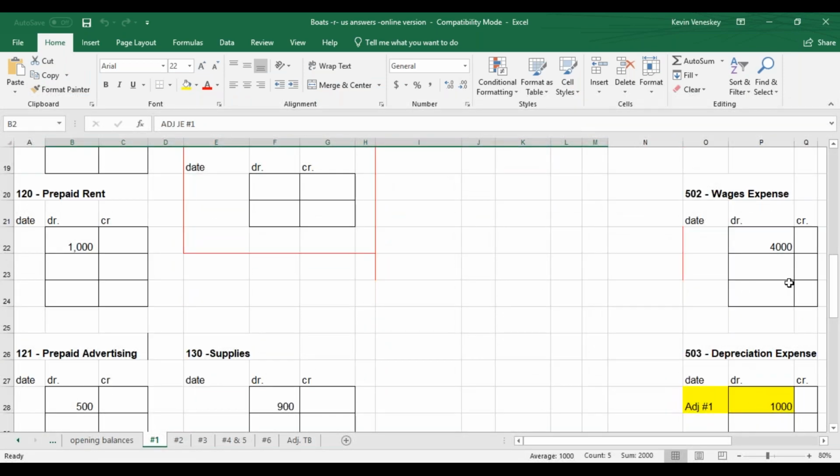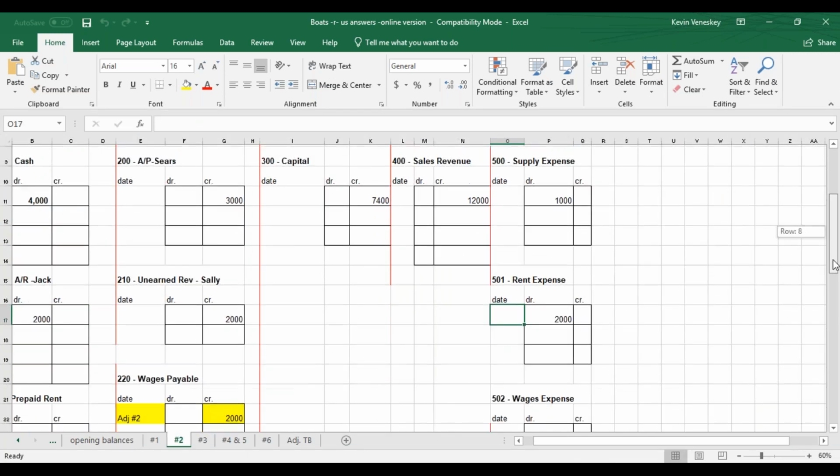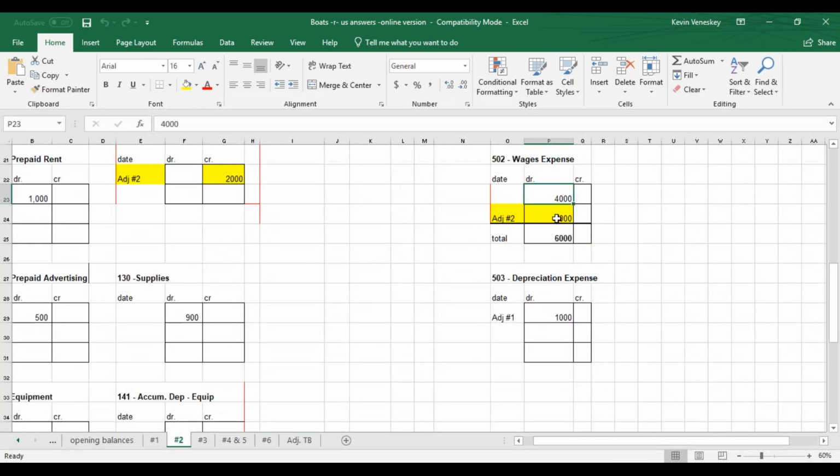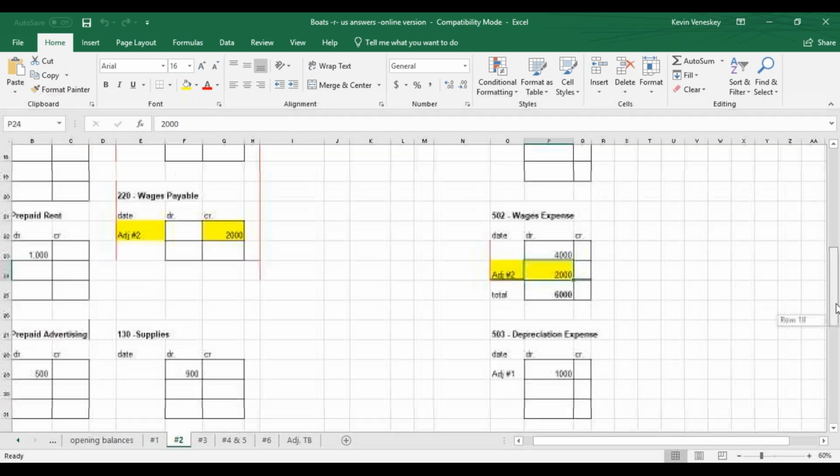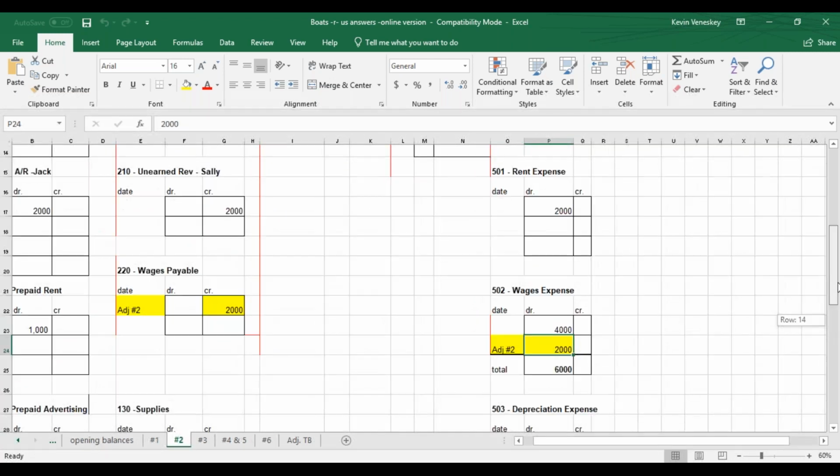So we're going to have to come down here and say, okay, we've got wage expense already of $4,000, but now we're going to up it. Now our wage expense is at $4,000 plus the new $2,000 that the employees just worked. So we have $6,000 of employee work that was done for us.